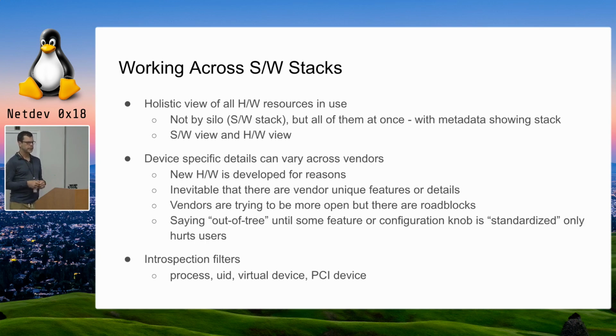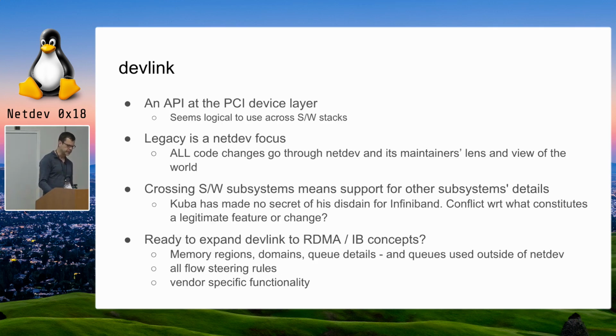Vendors are trying to be more open. There are roadblocks, like staying out of tree until some feature or configuration is standardized, which only hurts users. And then, like I said before, we really want to have the introspection filters work in some really different ways. So if you've got processes creating QPs, for example, maybe I want to see all the QPs that single process is opening. Or if I've got a sub-function, I want to see the resources in use at that level.